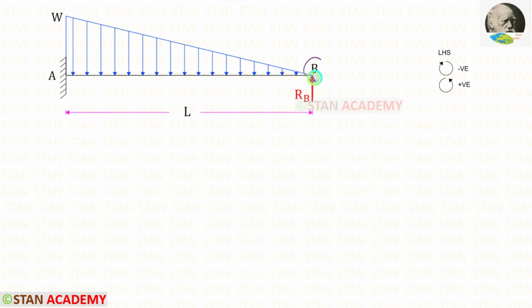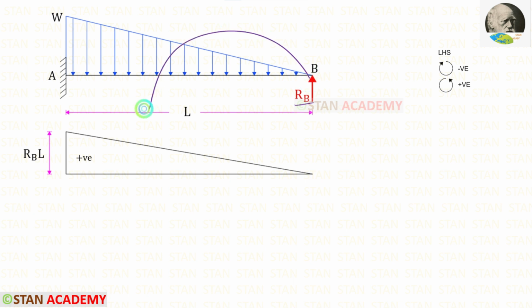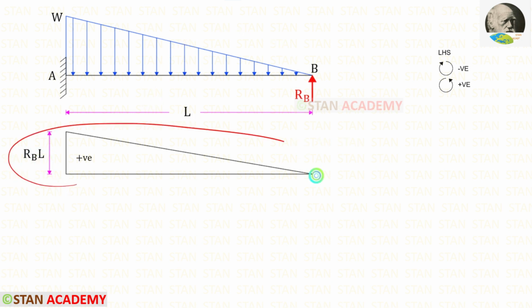Now from the point B and about the point A, we are going to find the bending moment values. We are going to find the moments separately, first due to RB and then due to the UVL. In this case, we have to follow the left-hand side rule. Clockwise will be negative and anti-clockwise will be positive. RB is acting in the anti-clockwise direction so that it will be positive and the distance is L. RB into L, we will get RBL. The diagram will be in the shape of a triangle.